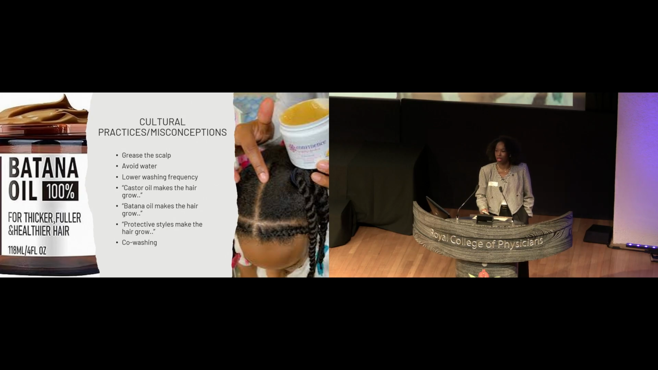Castor oil, avocado oil, olive oil, jojoba oil, all the oils mixed together. They make concoctions of them at home and feel that it makes the hair grow. Castor oil was a big one some years ago. It's very thick. The big one now is batana oil. It's everywhere. It's very annoying on TikTok and all the social media. Batana oil is like treating alopecia areata and everything. So that's the thing at the moment.